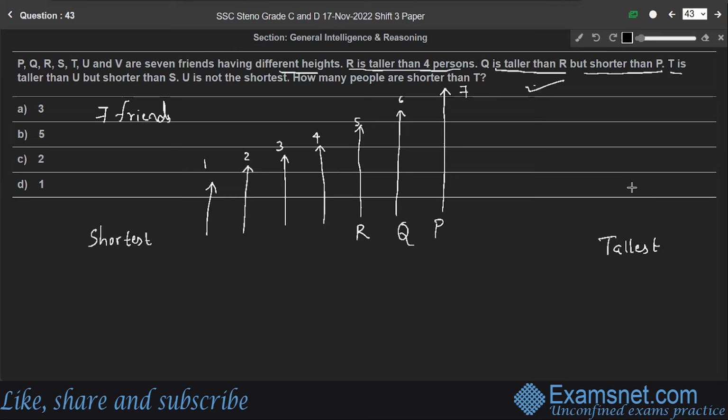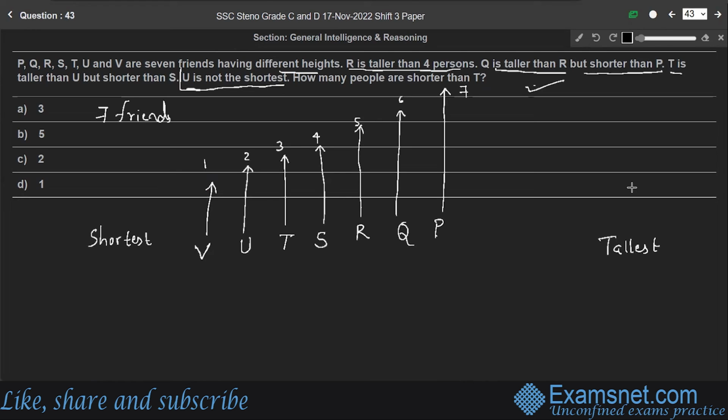Next, T is taller than U, but shorter than S. Before taking this, U is not the shortest. Therefore, we have to take the person T here as the third person. T is taller than U, so U becomes the second person, but shorter than S. So S becomes the fourth person, and the condition U is not the shortest gets satisfied. There are 7 persons P, Q, R, S, T, U, and V. So V is the shortest among all.